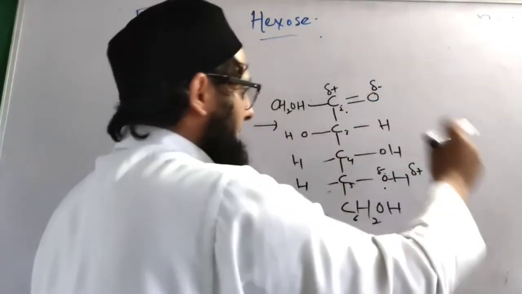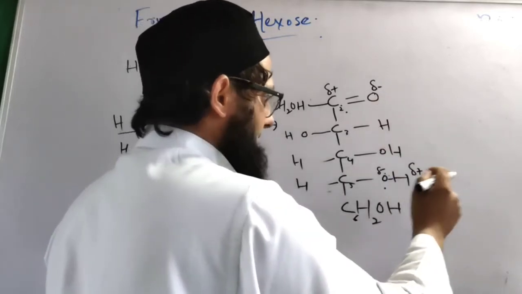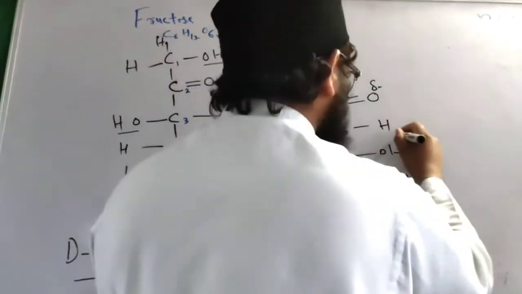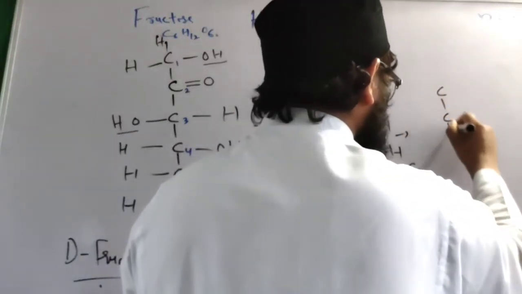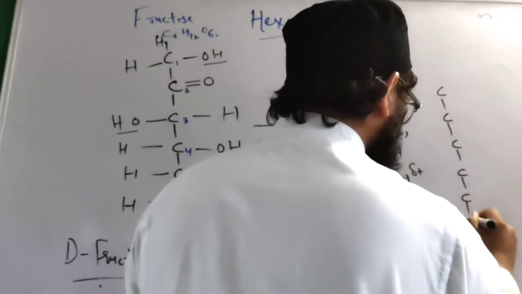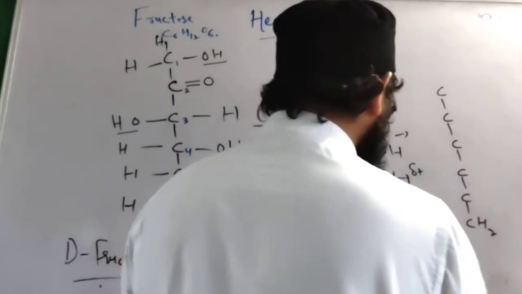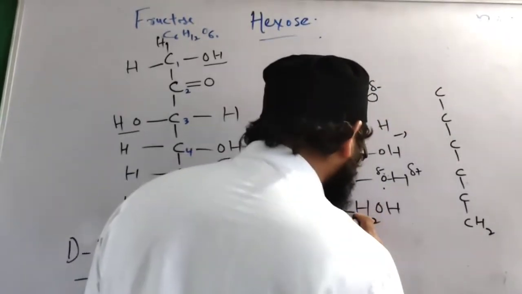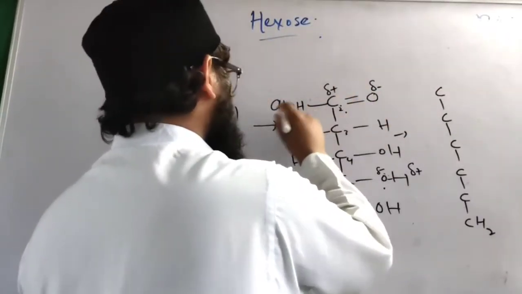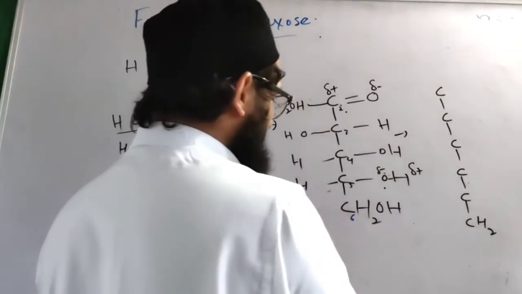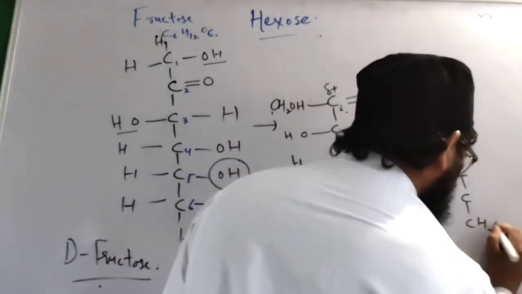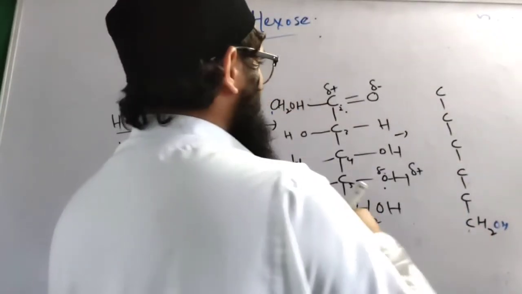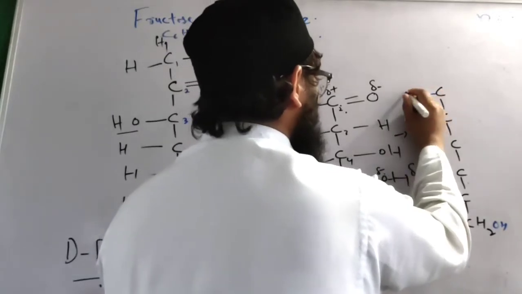So what will happen in the next step? It will be like this. We write CH2OH, which is actually the 6th carbon. Better to mention it separately, carbon number 1. So this is CH2OH, this is the 6th carbon, and here we have CH2OH.